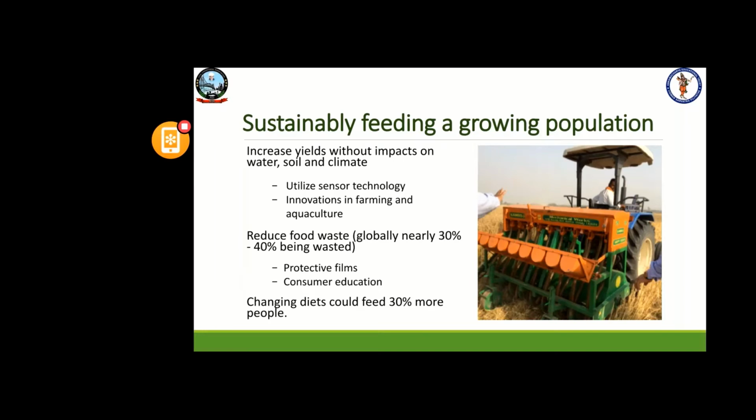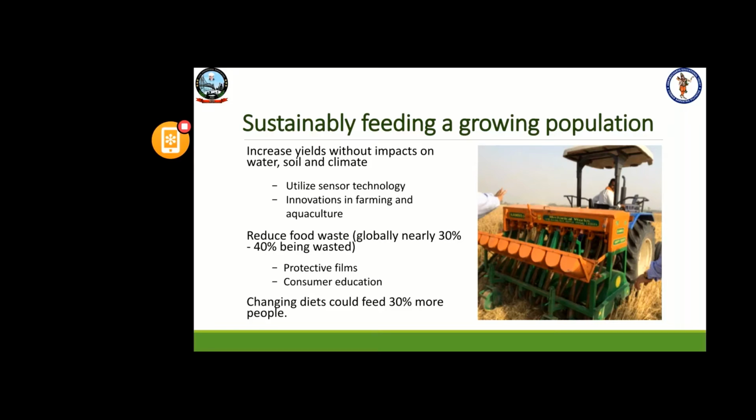For sustainably feeding a growing population, we need increased yields without impacts on water, soil, and climate. To monitor and regulate this, we have to utilize sensor technology and innovations in farming and aquaculture. The major thing is we are wasting 30 to 40% of the food. If we utilize this food for the 30-40% of the population across the globe, the food problem will be solved.